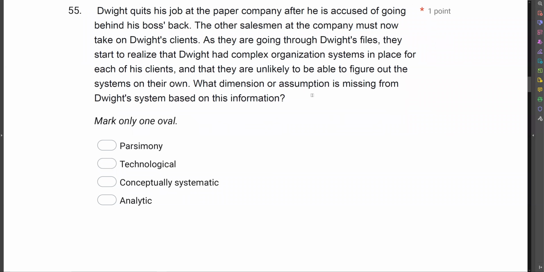Let's get going. 55. Dwight quits his job at the paper company after he is accused of going behind his boss's back. The other salesmen at the company must now take on Dwight's clients. As they are going through Dwight's files, they start to realize that Dwight had complex organization systems in place for each of his clients and that they are unlikely to be able to figure out the systems on their own. What dimensions or assumption is missing from Dwight's system based on this information?